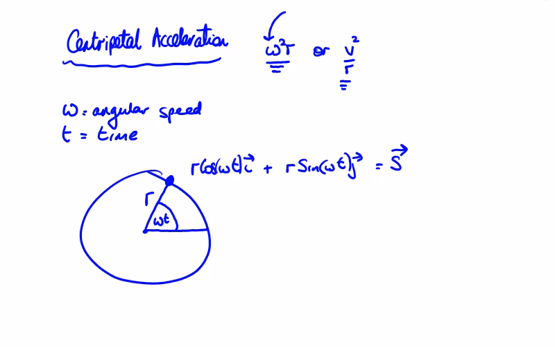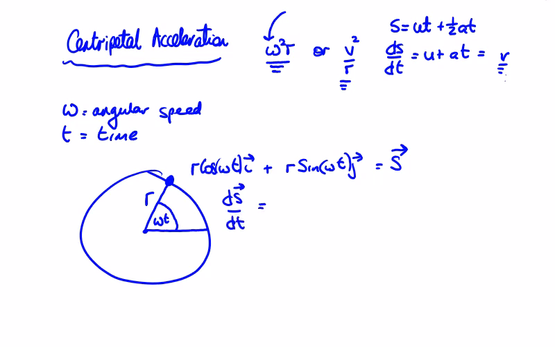So back to our earlier topics, s is equal to ut plus a half at squared, displacement. If we differentiate displacement, ds dt is equal to u plus at, which you guys know is velocity. So ds dt will be velocity. Let's see what it becomes.